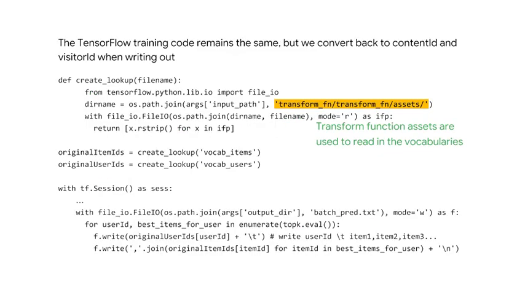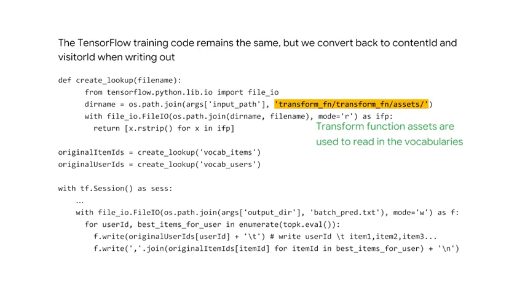The training code remains the same. Instead of pandas pre-processing our data, the Dataflow job writes out TF records containing item ID and user ID. Our batch prediction code takes that, looks it up in the vocabulary, and writes out our files that contain content ID and visitor ID. We just need to make a few additions to the batch prediction code, and everything will work perfectly.